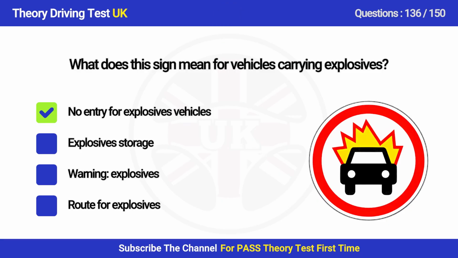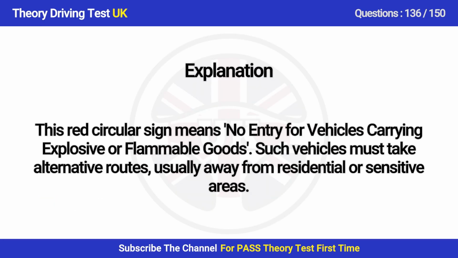Answer is A, no entry for explosives vehicles. This red circular sign means no entry for vehicles carrying explosive or flammable goods. Such vehicles must take alternative routes, usually away from residential or sensitive areas.